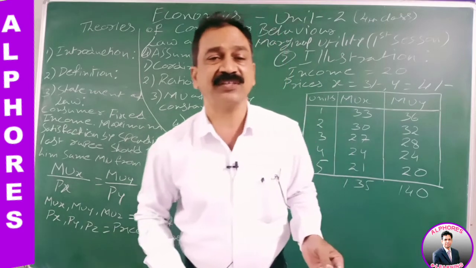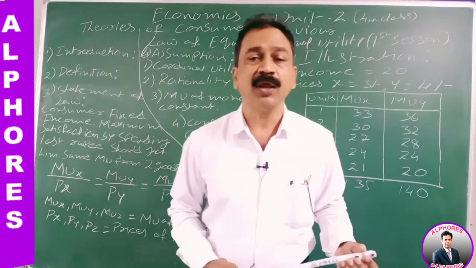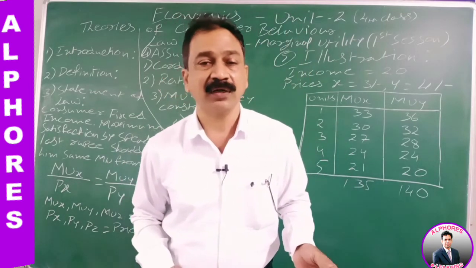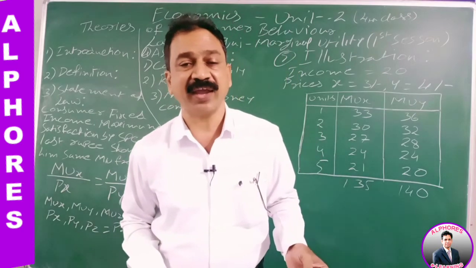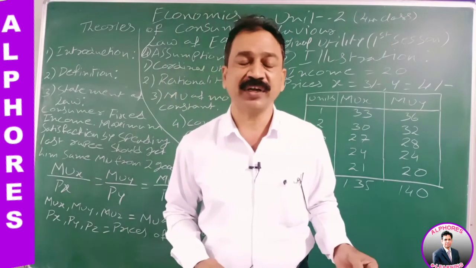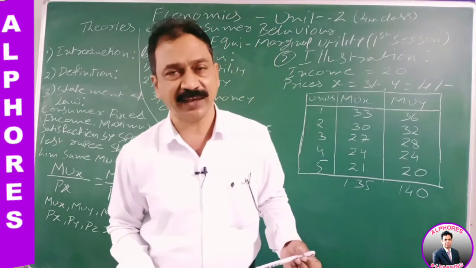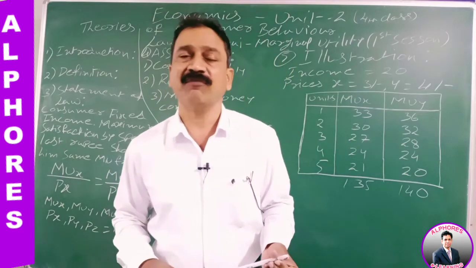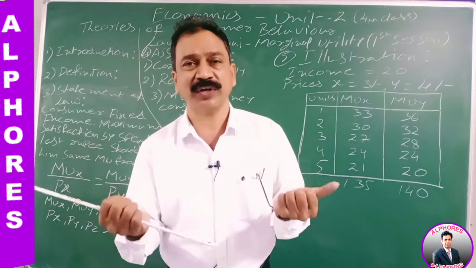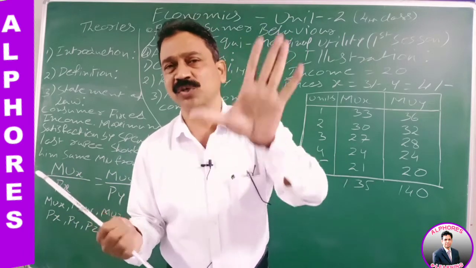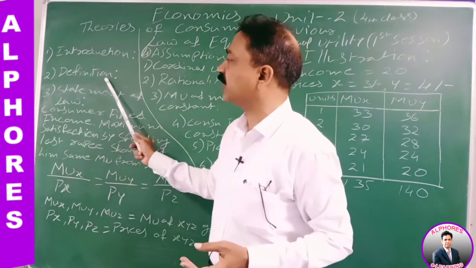If a person has a thing which can be put to several uses, he uses it in such a way that it has the same marginal utility from all the commodities. Or from two commodities he tries to get the same satisfaction or marginal utility when he is spending his last rupee. That is the definition.